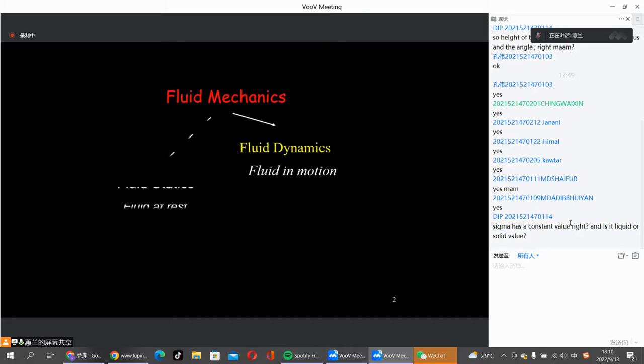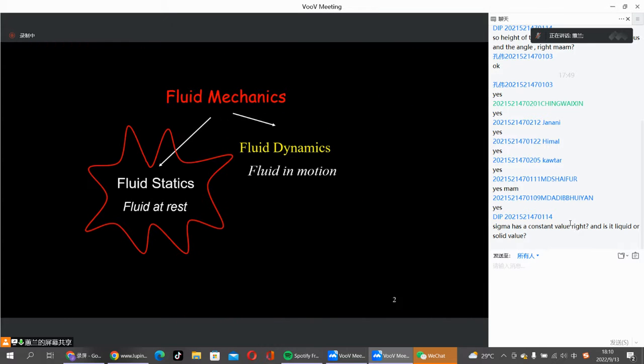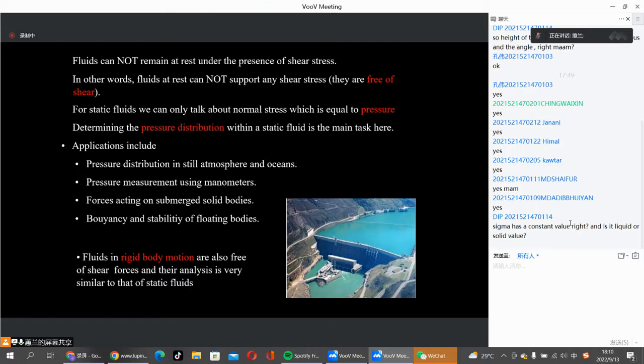Just like what we learned in thermal mechanics, fluid mechanics also studies fluid at rest, that's fluid statics, and fluid in motion, that's fluid dynamics. For fluids at rest, we still have a lot of applications. We know that fluids cannot remain at rest under the presence of shear stress. This is the definition of a fluid: no matter how small the shear stress is, the fluid will continuously deform.